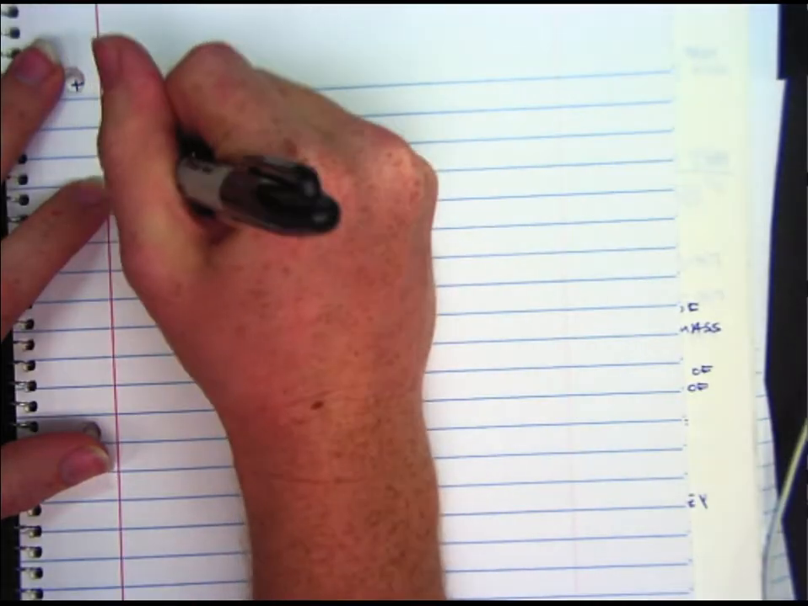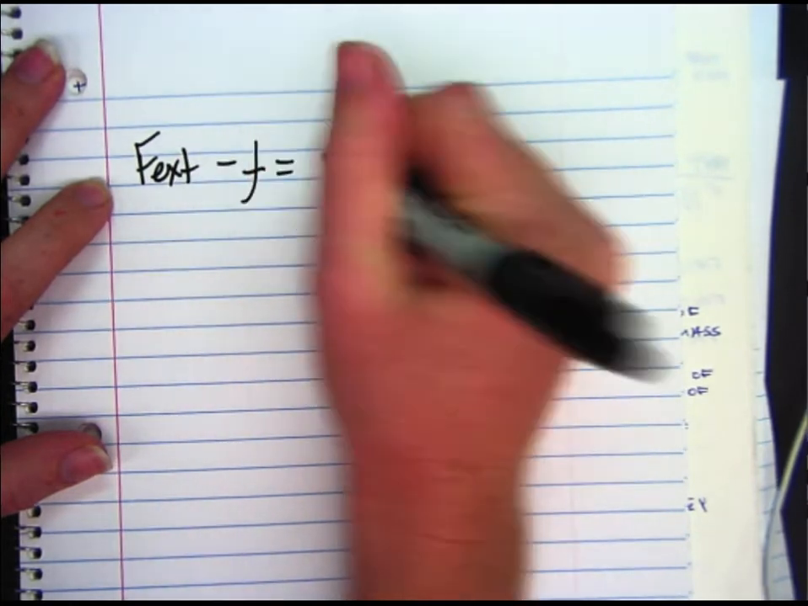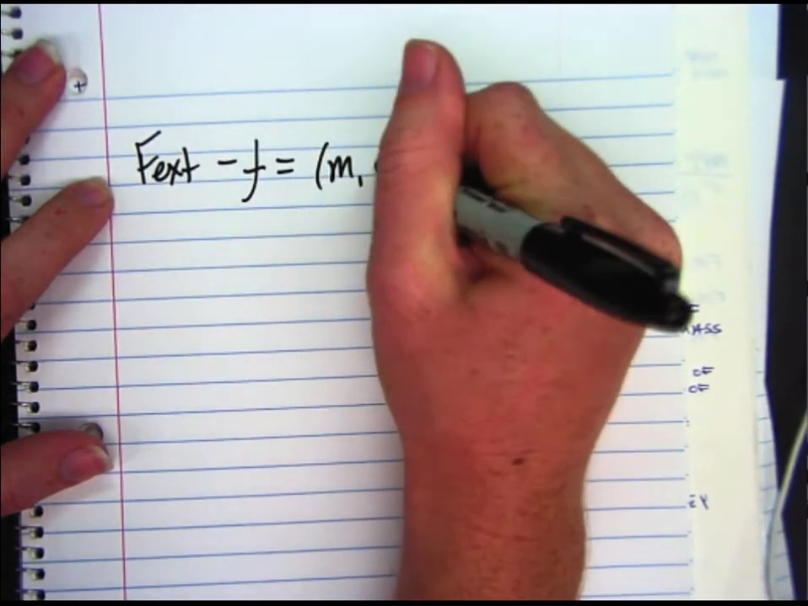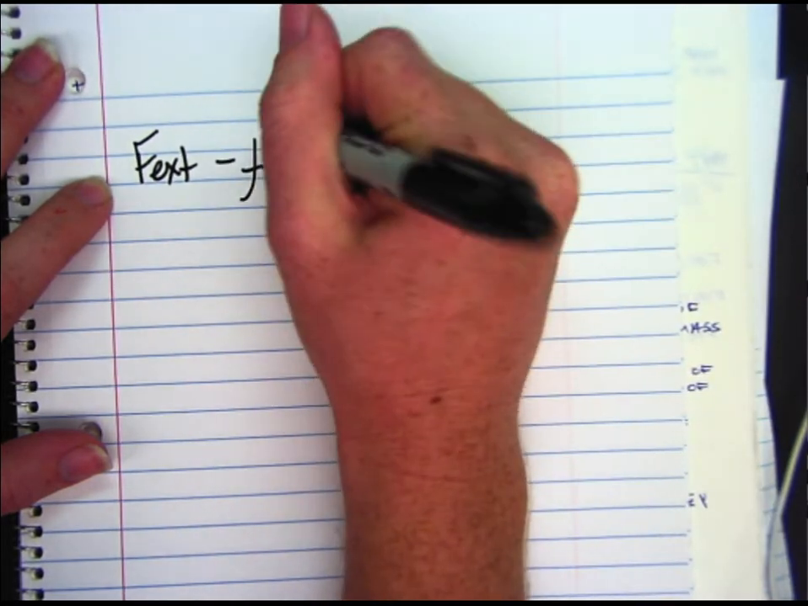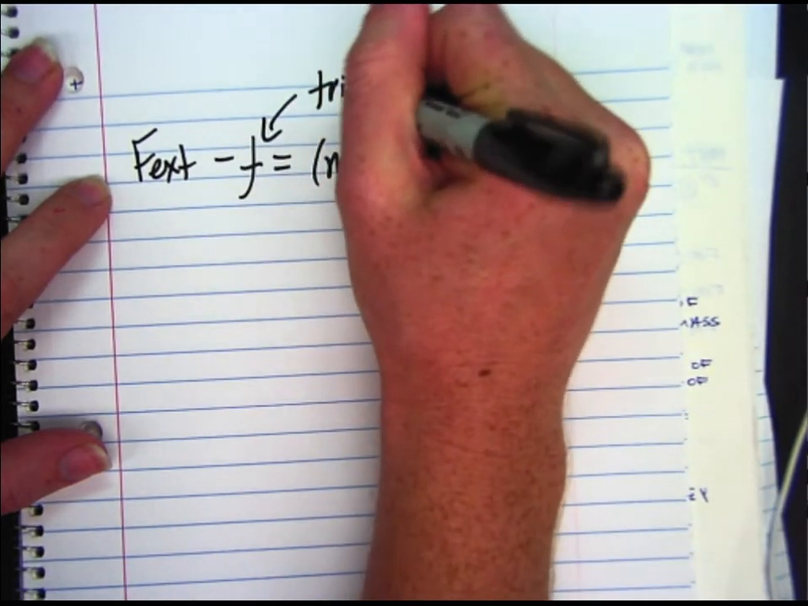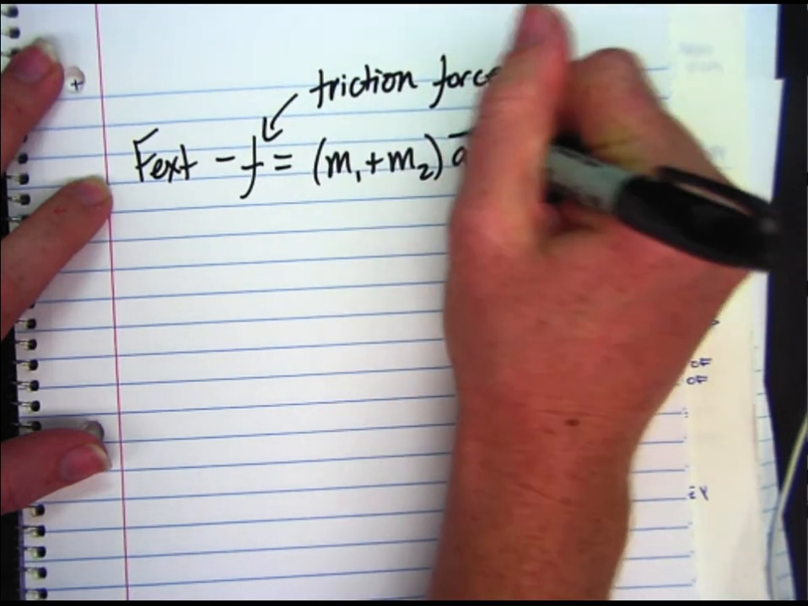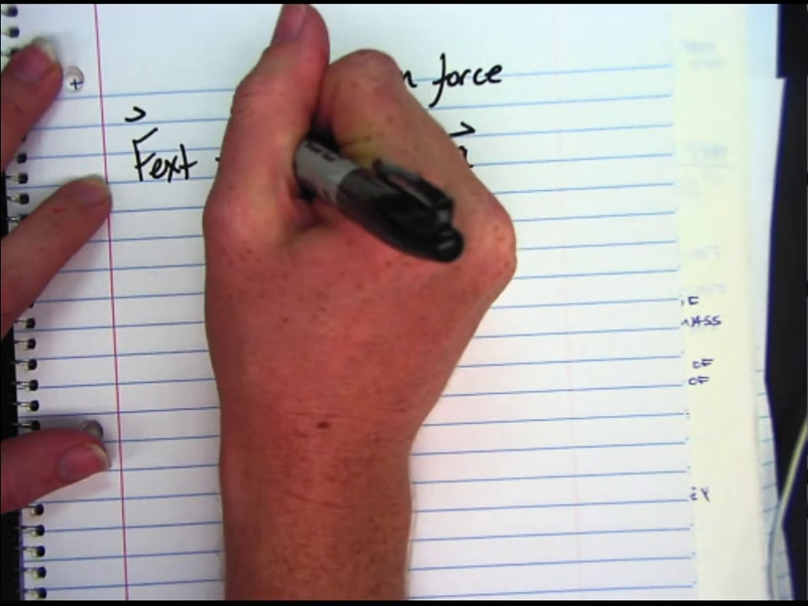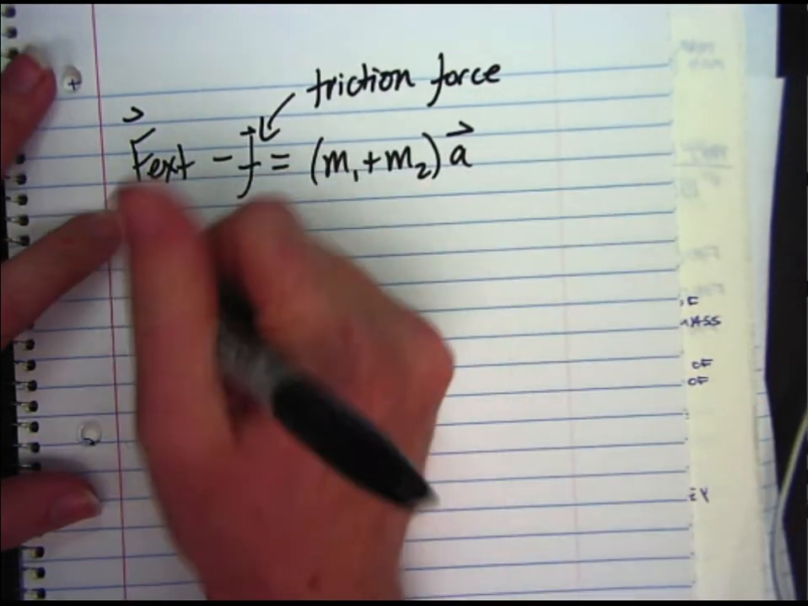So when we talk about this amount of real-world friction in our equation of motion for F external, we have to say that F external minus the friction force due to the pulley is equal to M1 plus M2 times the acceleration of the masses. Okay? Because we want to account for the total masses, that's why our masses are added.